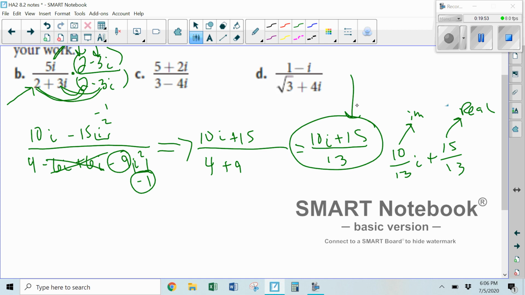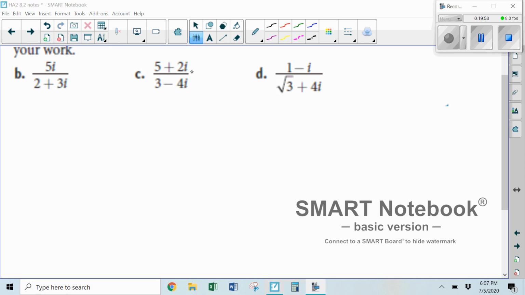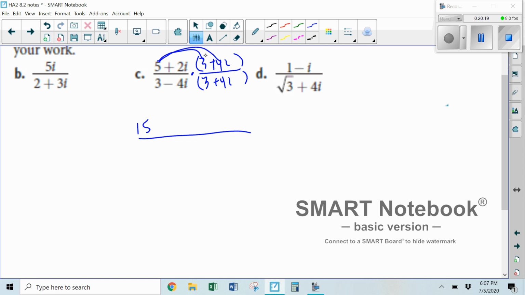Okay, so quite a bit of work. Let's try the next one. So step 1 is to multiply by the complex conjugate of the denominator. So that's going to be 3 plus 4i. And let me go ahead and simplify the top. So distribute: 15 plus 20i plus 6i plus 8i squared.